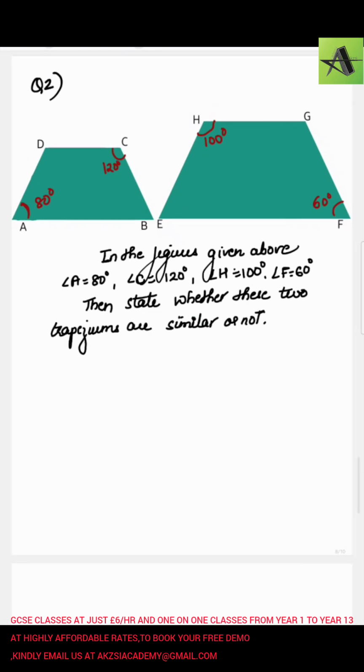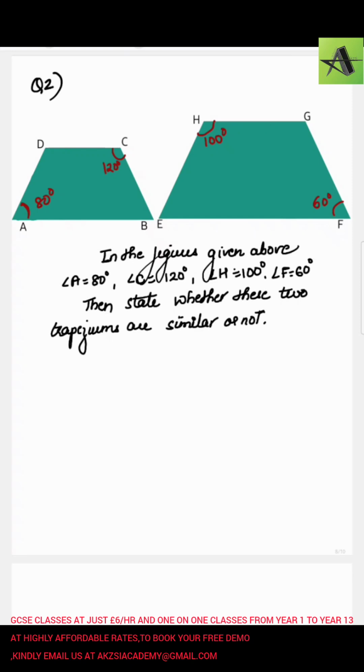There's no involvement of sides, so just forget about proving them in constant ratio. We just have to stick to proving all the corresponding angles are equal, which means first of all, we have to find all the angles of the trapezium, and then compare whether the corresponding angles are equal or not.